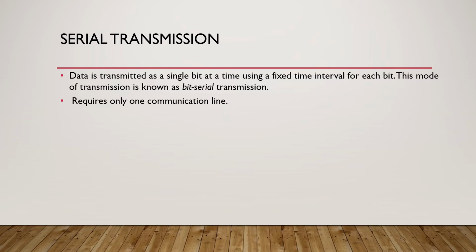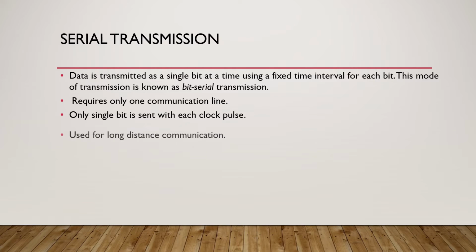In serial transmission, the various bits of data are transmitted serially one after another. So, it requires only one communication line rather than n lines to transmit data from sender to receiver. Thus, all the bits of data are transmitted on a single line in serial fashion. In serial transmission, only a single bit is sent with each clock pulse. Hence, it is used for long distance communication.